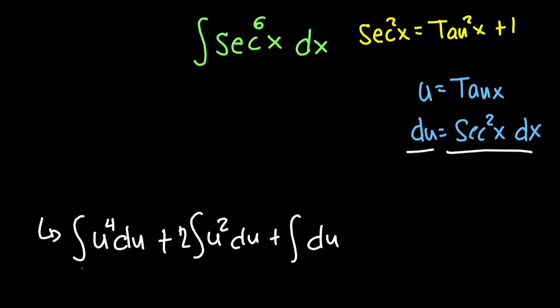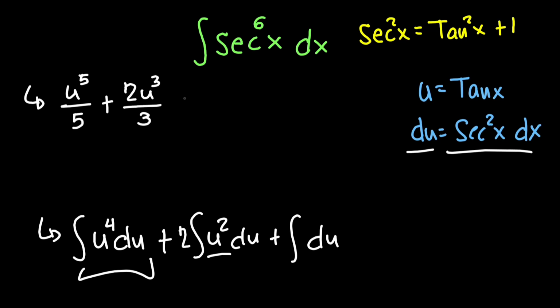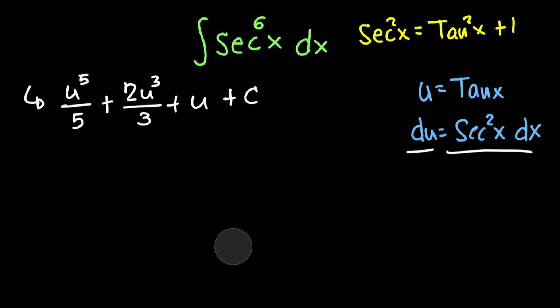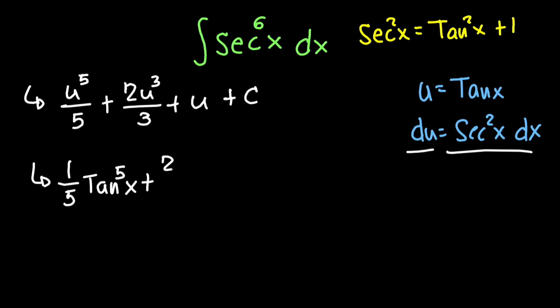And so let us take the integral of the first part. This would be u to the power of 5 over 5 plus, put 2 here, and take the integral of u squared, which is u to the power of 3 over 3. And the integral of du is simply u. And so, let us put u back into its original form. So this would be 1/5 tangent to the power of 5 of x plus 2/3 tangent to the power of 3 of x plus tangent of x plus c.